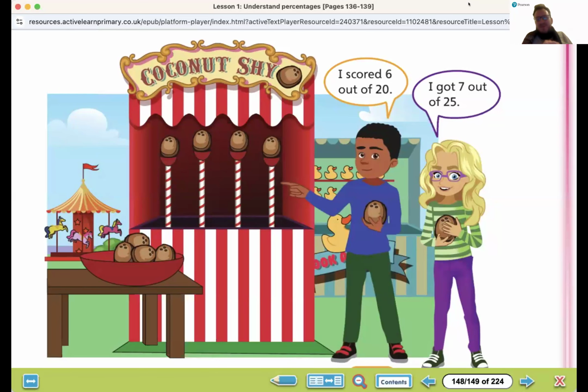Can you see this picture? The game is you throw at these coconuts and you're trying to knock them down. And so we're going to be talking about that in our lesson today. Some of the children in the class might not know what a coconut shy is, so I'm going to tell you. Then in my head, I know that at the start of the lesson, the first question I'm going to ask is, let's say it's Michael.